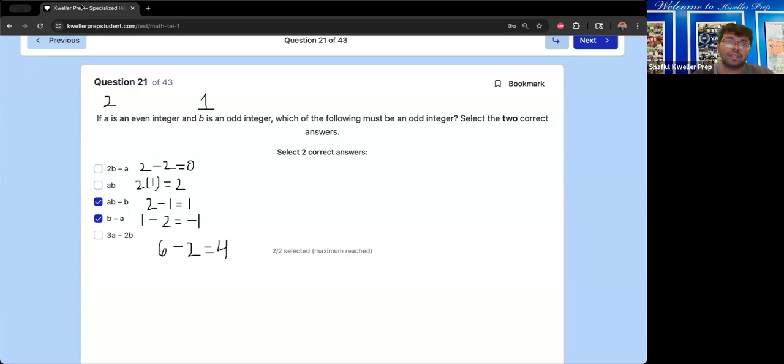The easiest way to do this on the SHSAT, it probably won't be this easy. They're going to give some hard equation or some hard polynomial, like maybe b squared or 2b minus 8 or something like that. But like here, you just choose the easiest numbers that are even and odd, and then just plug it in. That's the strategy that I've always done.